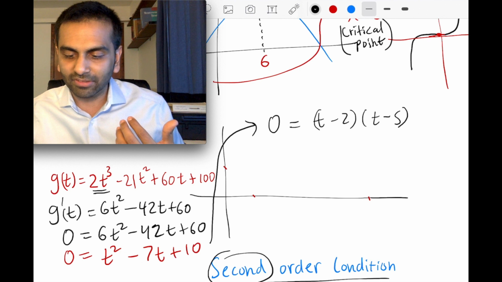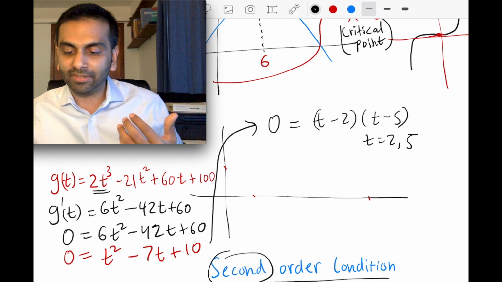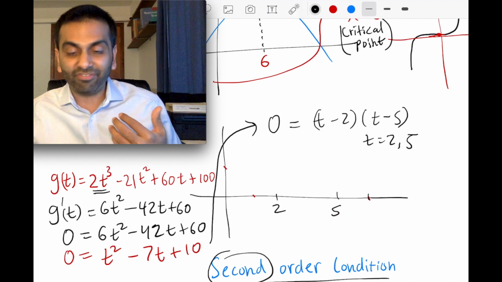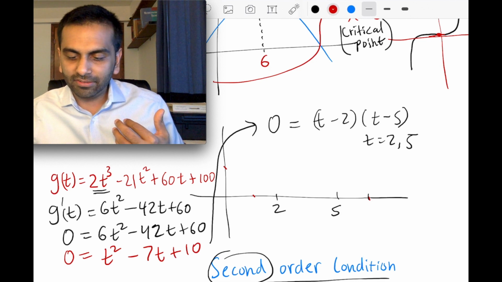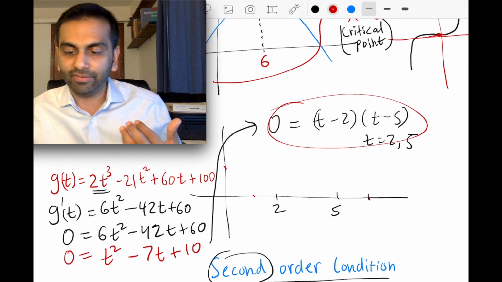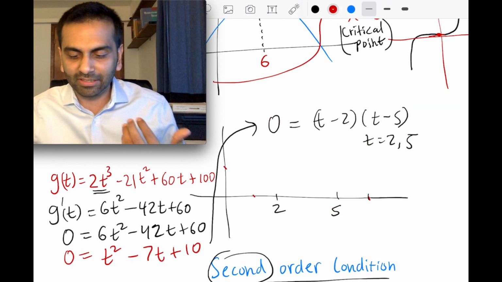If you set those equal to 0, you get t equals 2 or t equals 5. So those are our two critical points. If we were graphing this, those are the two x values, 2 and 5, where the function is going to be flat, right? That's what this means. So notice, these aren't zeros. They would be zeros if this was the original function, but this was the derivative. So these are the two x values where the derivative is 0, meaning the function is flat.